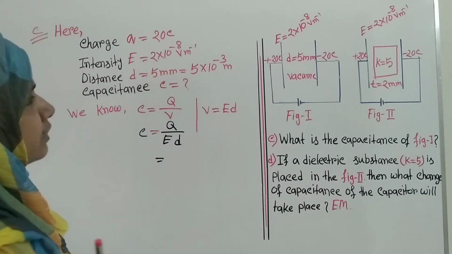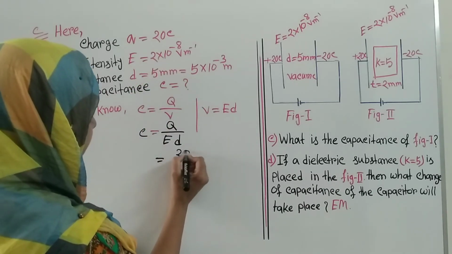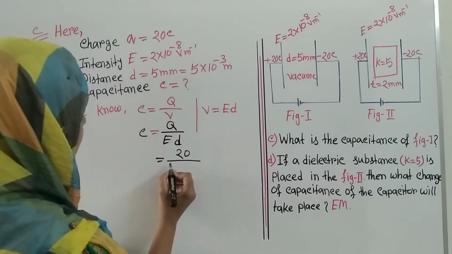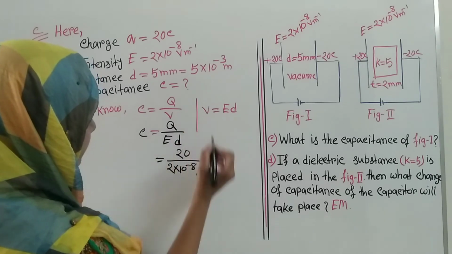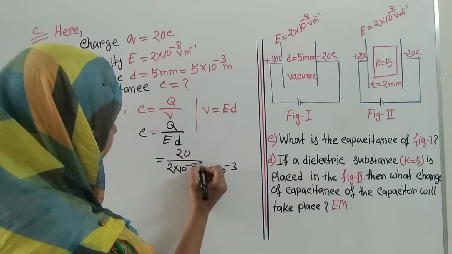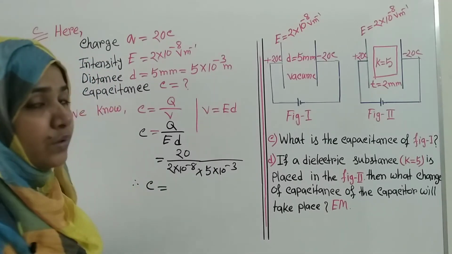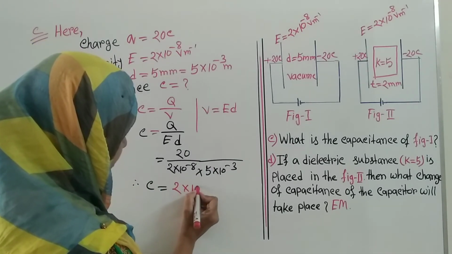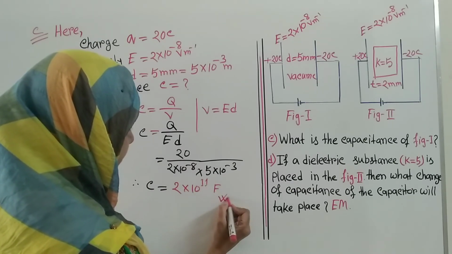Here the informations are: value of Q is 20, the value of E is 2 into 10 inverse 8, and the value of D is 5 into 10 to the power minus 3. Now after calculating it, you will get 2 into 10 to the power 11 farad, and this is the answer of question C.